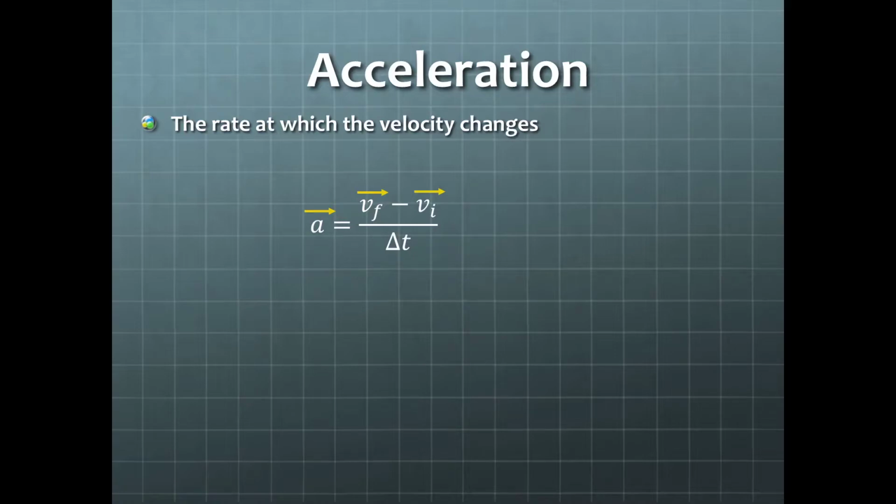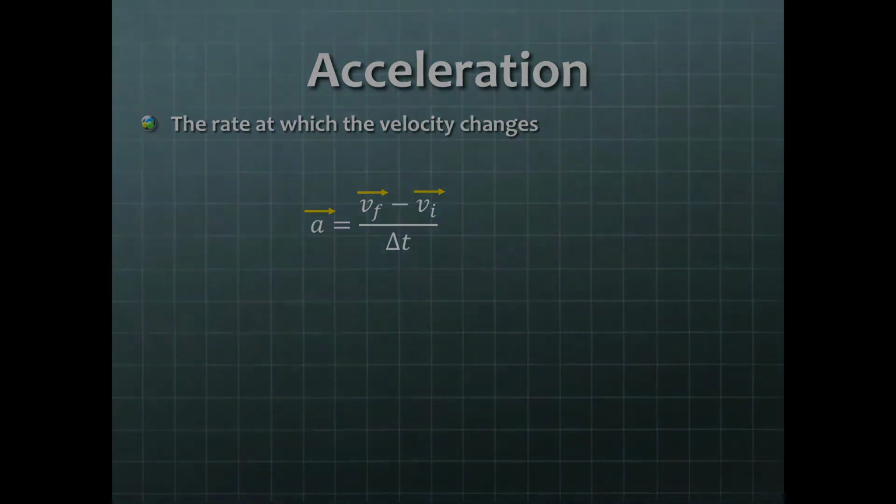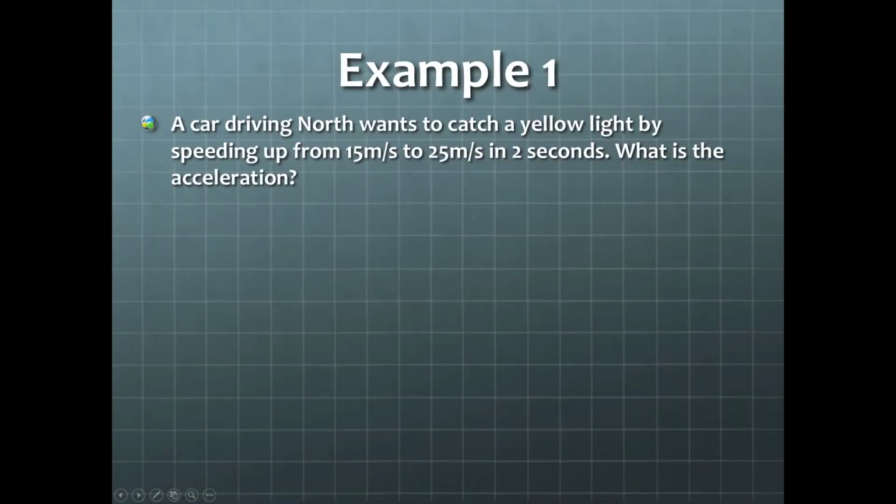The equation for acceleration is final velocity minus initial velocity divided by the change in time. The variable a represents acceleration and has a vector notation over it, implying acceleration does include a direction. Let's try our first example.